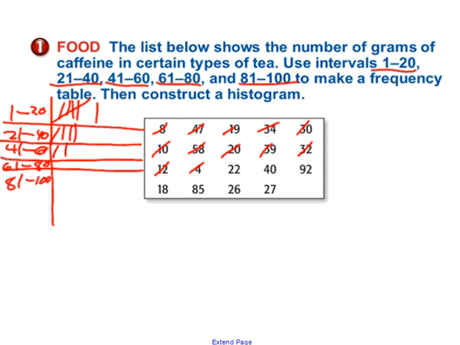4 falls into that first category. 22 goes into the second, so that's 5 for that one. 40 goes into that category. 92 falls into the last category. 18 into the first category. 85 into the last category. 26 into the second category. 27 also into that second category. So there's 5, 6, 7 in that category. 5, 6, 7, 8 here. 1, 2 in that. 0 in the 61 through 80, and 2 in the last category.